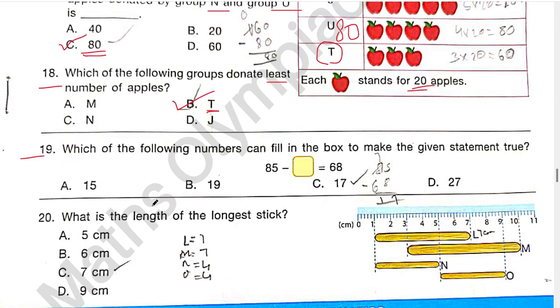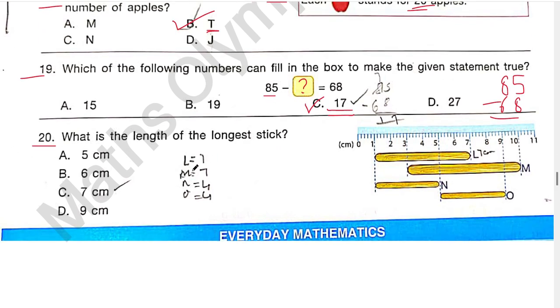Question 19 is, which of the following numbers can fill in the box to make the given statement true? The statement is 85 minus something, and we are getting 68 as the answer. So the question is, what should we subtract from 85 to get 68? To find this, we only have to subtract 68 from 85. 85 minus 68 is 17, which is here in option C. We should select option C.